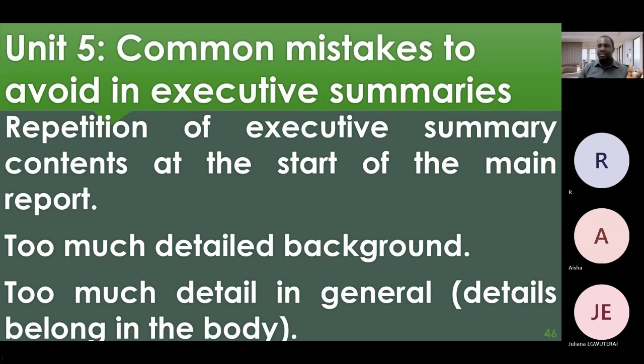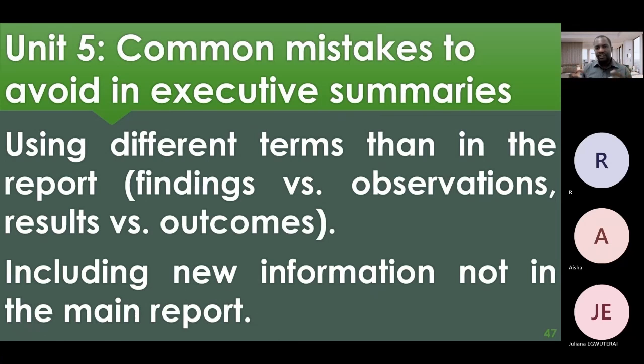So if you look at my executive summary, you see a replica. I followed this examiner's pattern, and it will be hard not to pass if you follow this pattern. Also use different terms than in the report. Findings by observations, results versus outcomes. Use different terms that resonate with you. You could say findings, observations, but for result, conclusion and recommendation, don't change those terms. Leave them as they are.